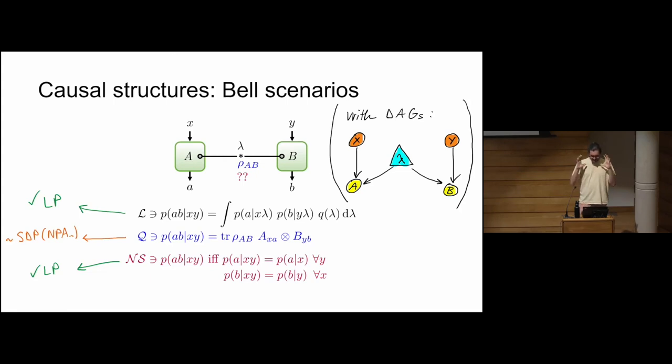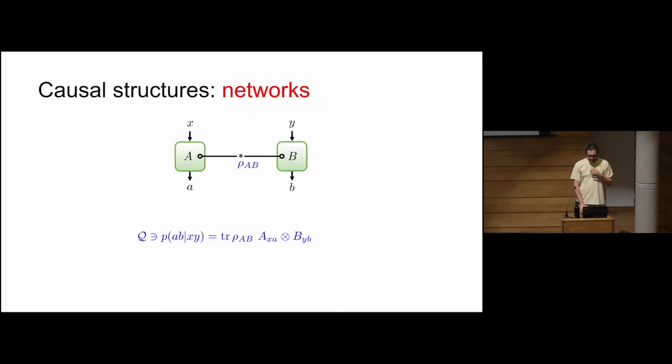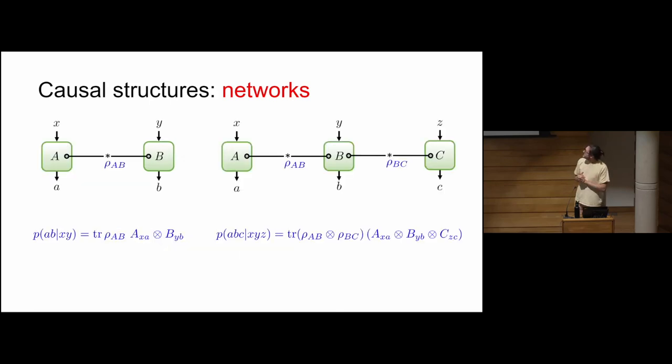Okay, so this is basically to set the language and the notation. What I'm more interested in is networks. So for the rest of the talk, I'll only focus on networks with quantum sources of correlations. I just removed the other two. And when I say networks, I mean that you have more than two boxes, and the sources are distributed in a certain way, and they're statistically independent. That's an important concept that we need to know.